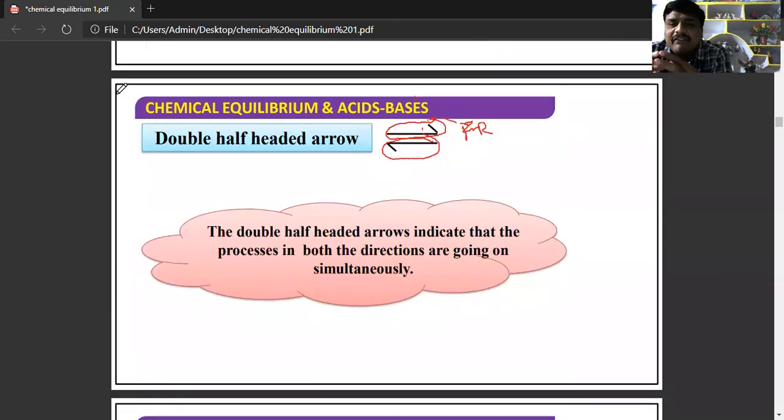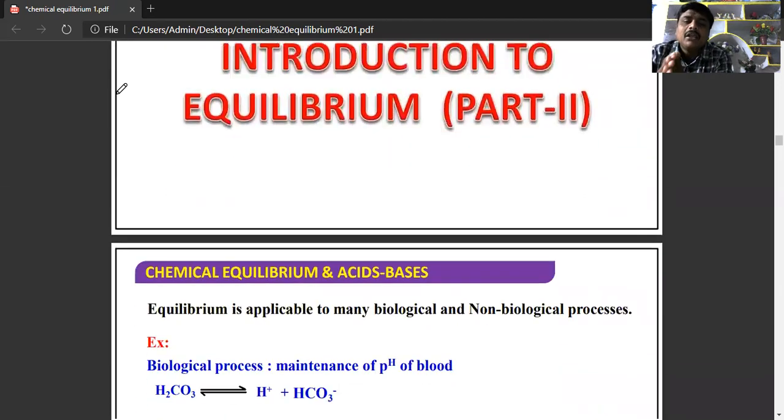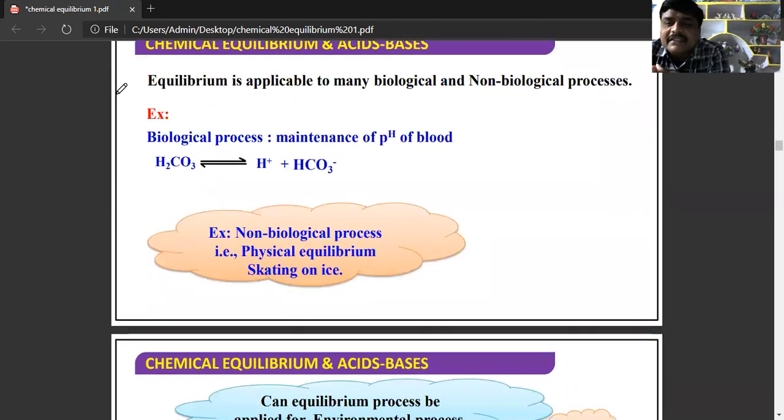Next, this equilibrium can be denoted by two half-headed arrows. One half-headed arrow indicates the forward reaction and the other indicates the backward reaction. This indicates that the processes in both directions are going on simultaneously. So equilibrium is applicable to many biological and non-biological processes.